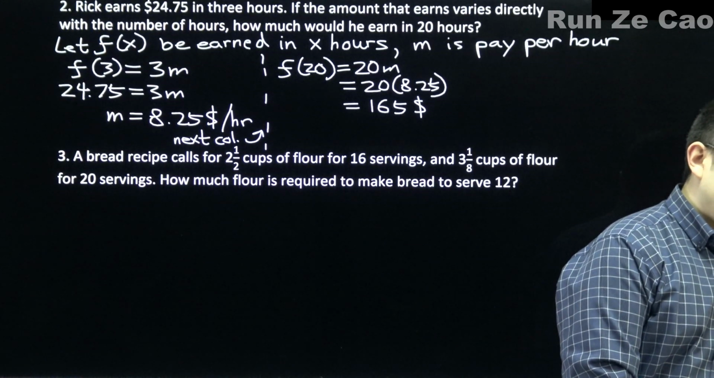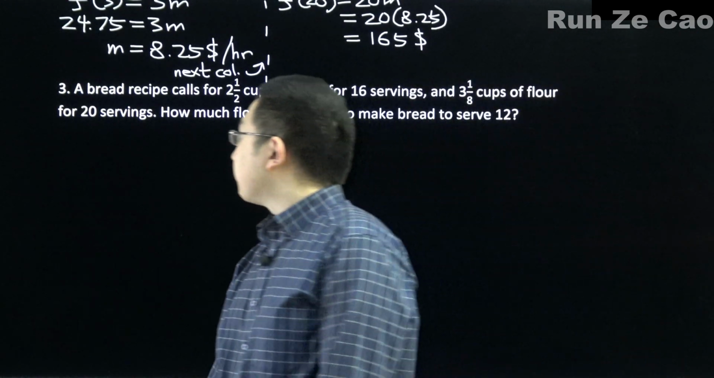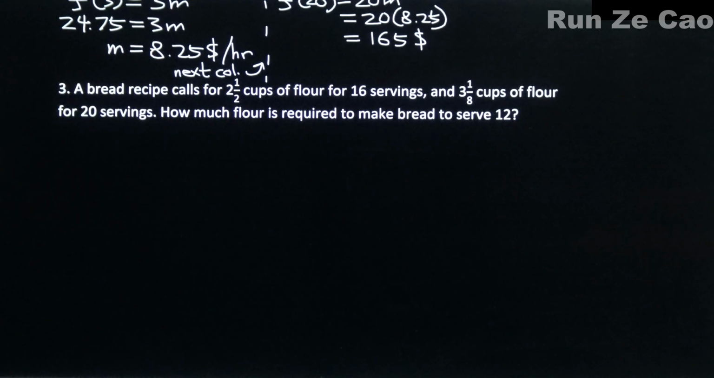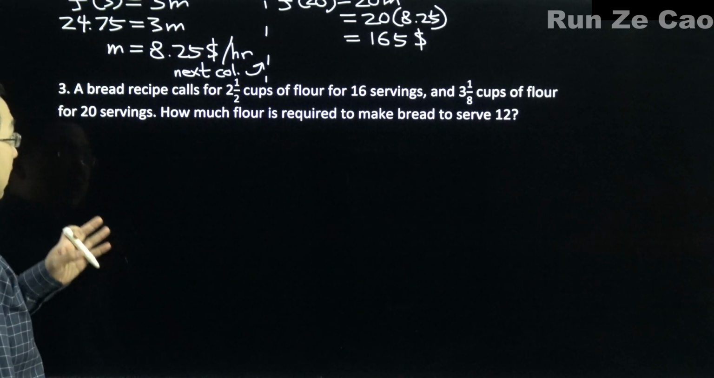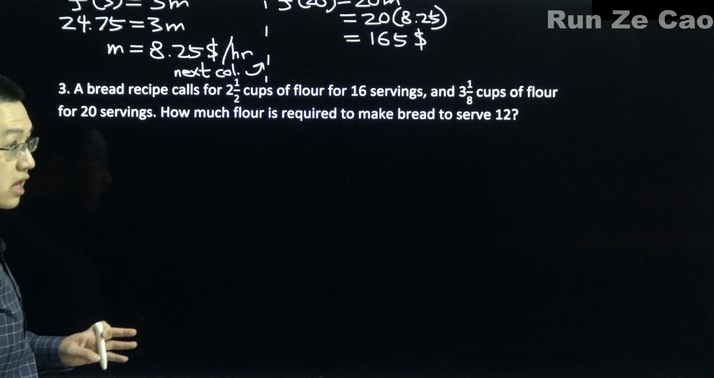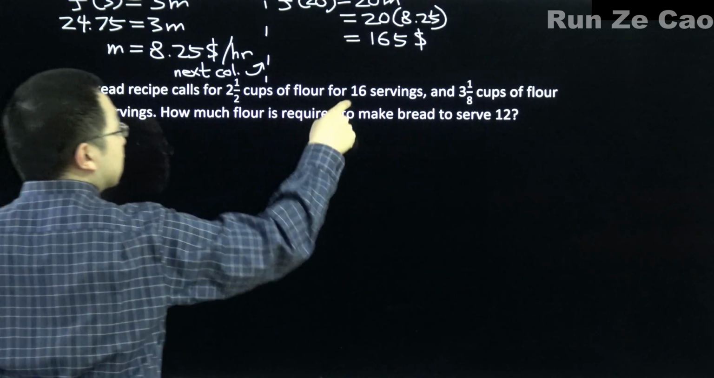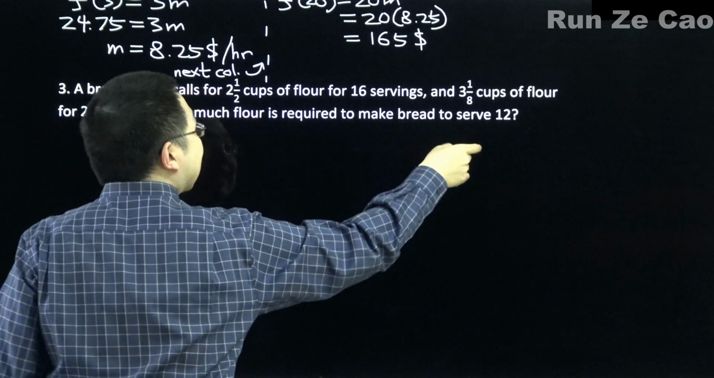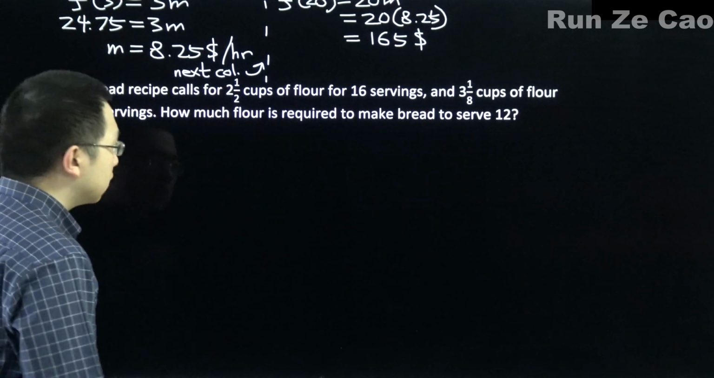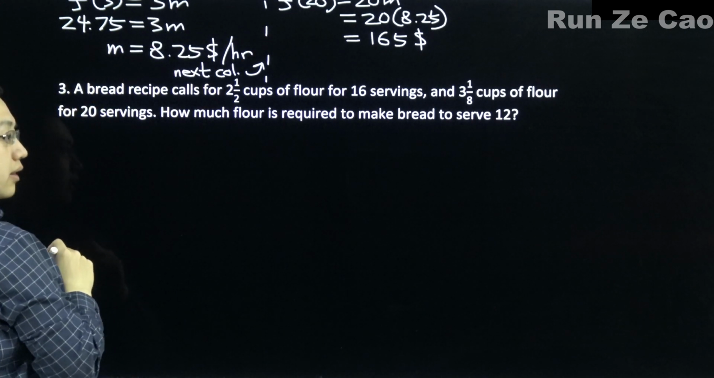Now, a bread recipe calls for 2½ cups of flour for 16 servings and 3 1/8 cups of flour for 20 servings. How much flour is required to make bread to serve 12? Guys, if this is direct variation, then you can take the difference between these, because 20 servings to 16 is minus 4, and then apply it again to get the 12. But we're not going to do that.